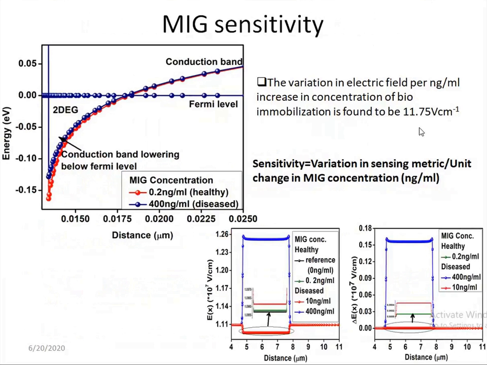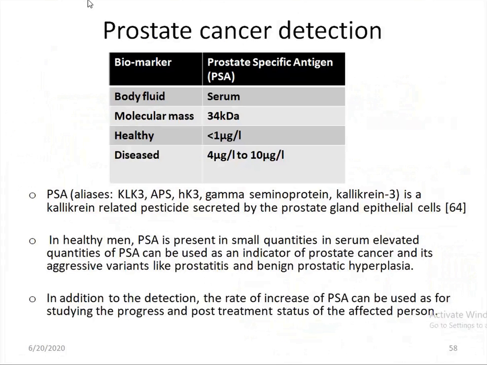This is the MIG sensitivity, and this is the interface of the device. MIG is a negatively charged biomarker. As MIG gets immobilized on the device channel surface, the 2DEG bends up, so the 2DEG density decreases, that is, the device drain current decreases when this biomarker is introduced. So the quantity of this negatively charged biomarker can be evaluated by the effective decrease in the drain current of the device.